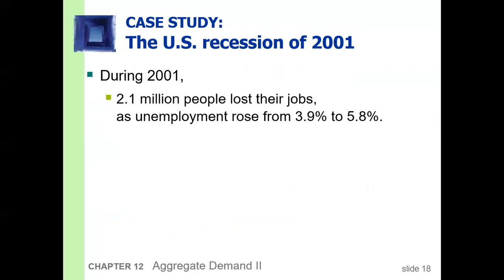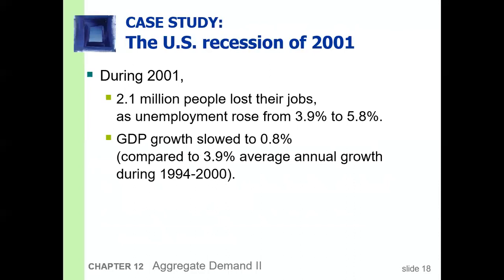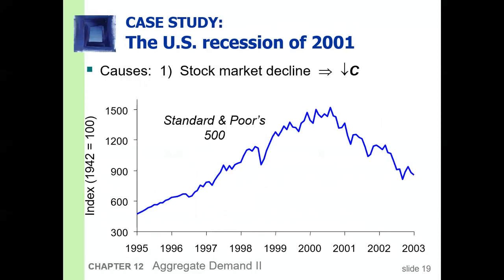Let's take a case study about the US recession of 2001. Remember 2001, the year of the terrorist attacks on the United States. There was a recession at this time. During 2001, 2.1 million people lost their jobs in the US as unemployment rose from 3.9% to 5.8%. GDP growth slowed to 2.8%, compared to 3.9% average annual growth during 1994 to 2000. The first cause was the stock market decline, so consumption decreased, as you can see.